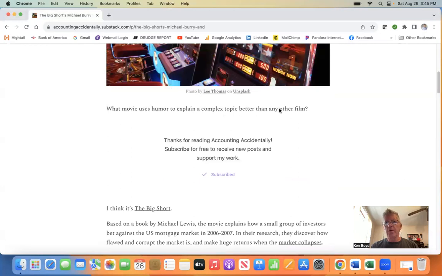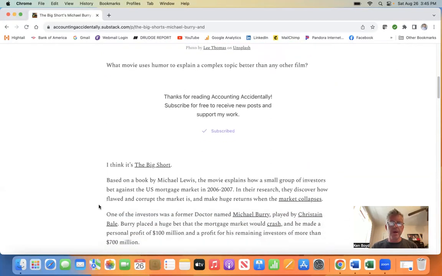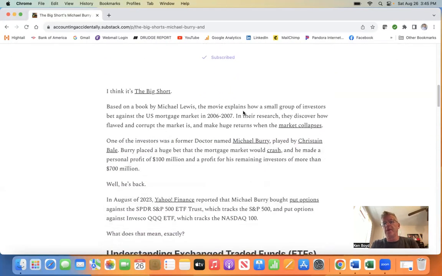What movie uses humor to explain a complex topic better than any other film? I actually think it's The Big Short. I'm sure many of you have seen it. Based on the book by Michael Lewis, the film explains how a small group of investors bet against the mortgage market in '06 and '07, and in their research, they discover how flawed and corrupt the market is, and they make huge returns when the market collapses.